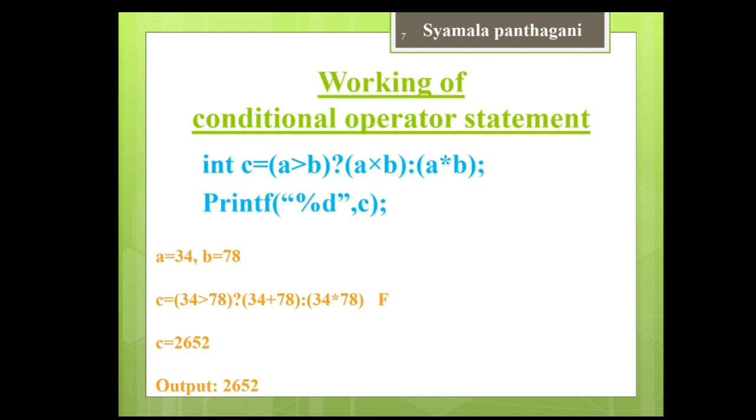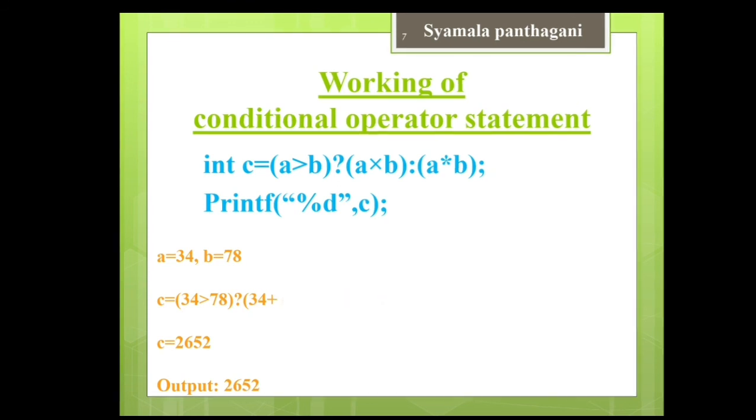Then the value of c is 2652, because we have multiplied 34 with 78. Now the next statement is printf c, means we have to print the value of c. The output is 2652. Now I would like to explain this with another example.